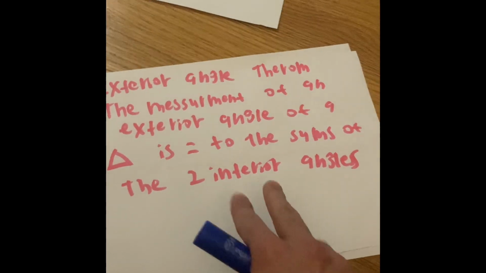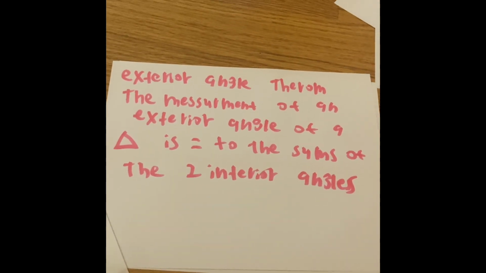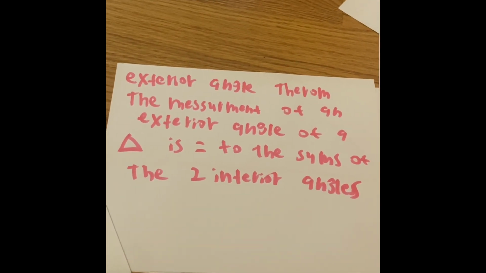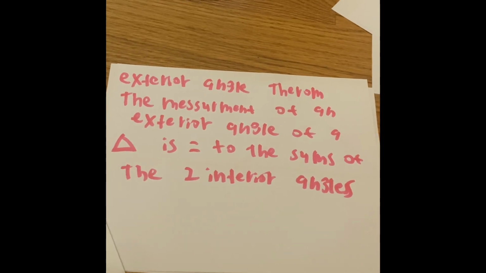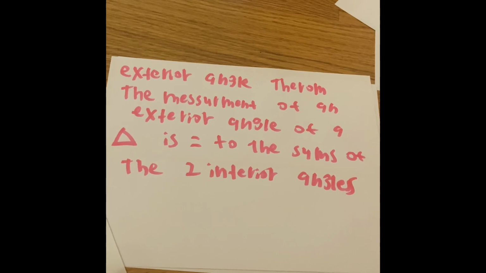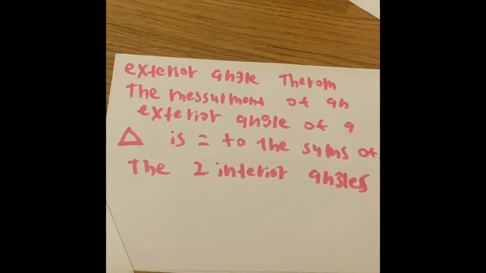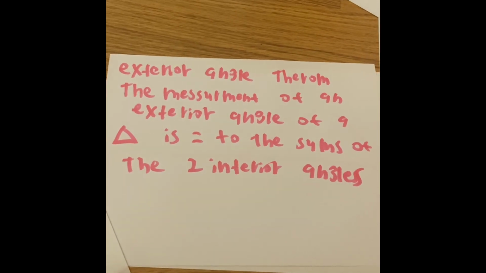Let's take a look at the second theorem. So we have another one right here. It's called the exterior angle theorem. It says that the measure of an exterior angle of a triangle is equal to the sum of the two remote interior angles. But hang on, what does this even mean?